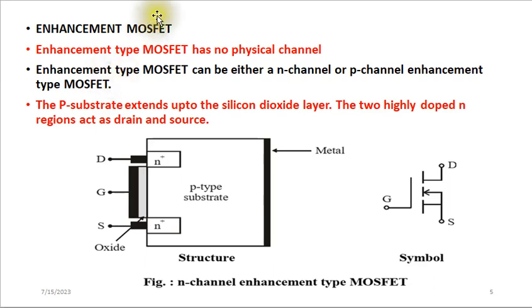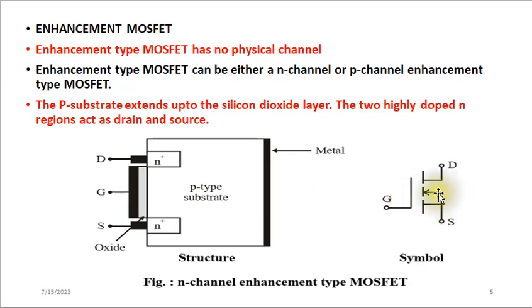Now, if you come to the enhancement type, the reason why we call it enhancement type, everything is the same with the depletion type. The only difference is that we don't have an existing physical channel connecting our source and the drain. You can see I have my N region for the source and for the drain, but there is no N channel connecting them. So we call this one enhancement type, because we are the ones that will supply the voltage that will enhance the creation of the channel, which does not exist naturally.